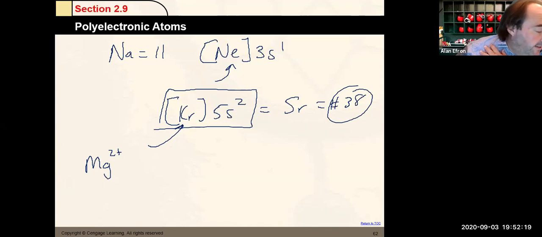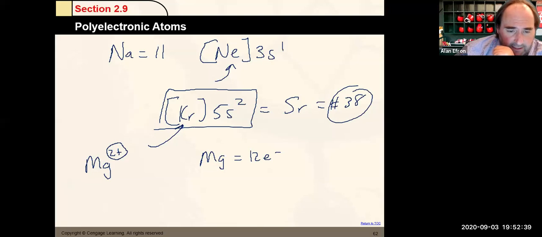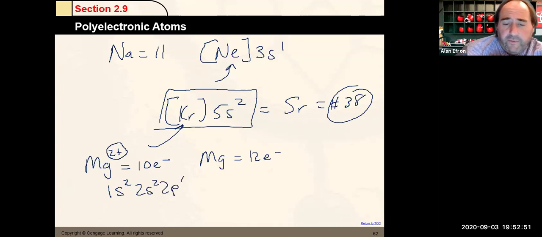Magnesium, if you look on the periodic table, magnesium with no charge has 12 electrons. Because it has a +2 charge, the positive means it lost electrons, right? Becomes a cation. 2 means it lost 2 electrons. So I think we talked about this when we talked about protons, electrons, and neutrons. That means that our magnesium here would have 10 electrons. And if we write the configuration for magnesium with a +2 charge, 1s2, 2s2, 2p6.